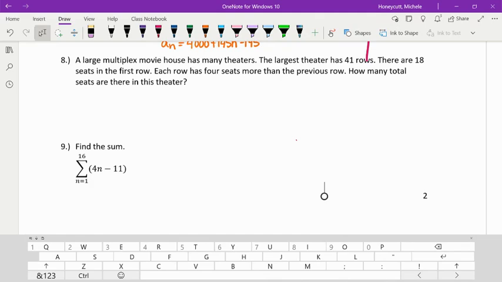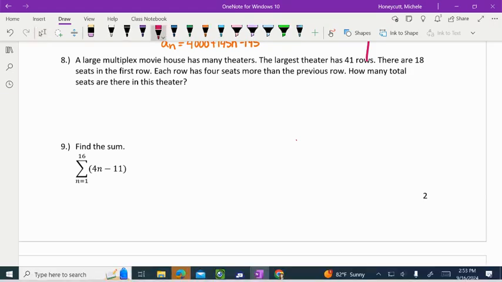Number 8 says a large multiplex house has many theaters. The largest theater has 41 rows. There are 18 seats in the first row. Each row has 4 seats more than the previous row. How many total seats are there in the theater? Since it says total seats, that makes me think I need to add some things up.